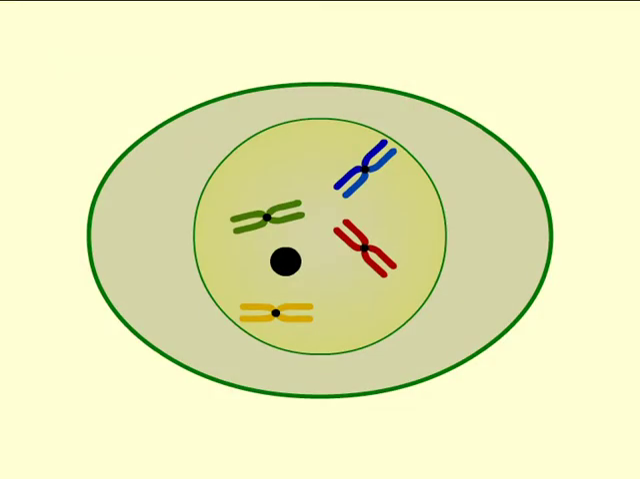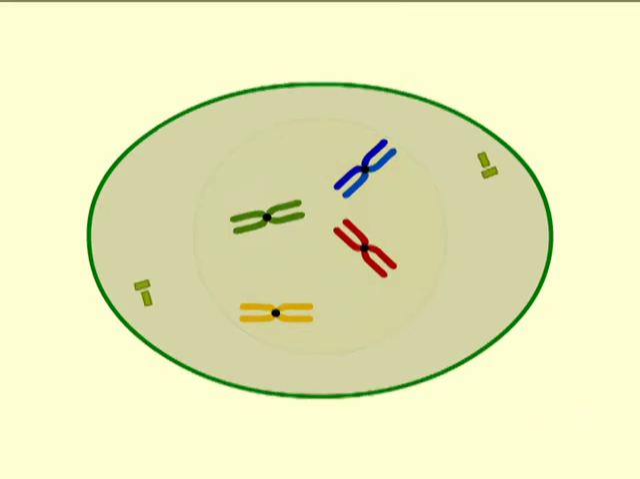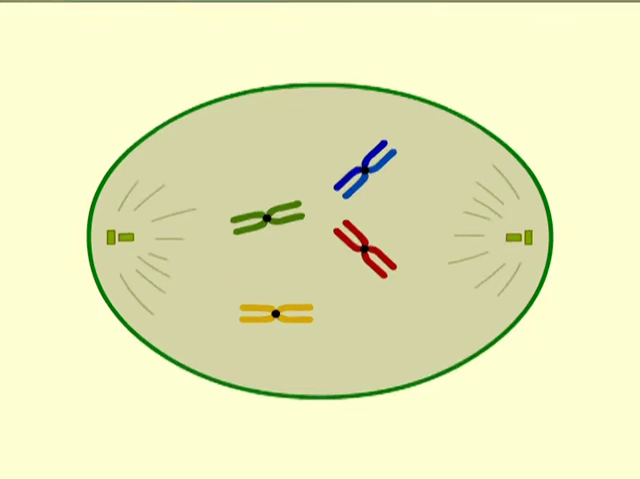By late prophase, the two centrioles have migrated to opposite poles of the cell, and the nuclear membrane has broken up into small vesicles which are not visible with a light microscope. The nucleolus has also disappeared. Protein microtubule threads are produced and are organized into a spindle by the centrioles.